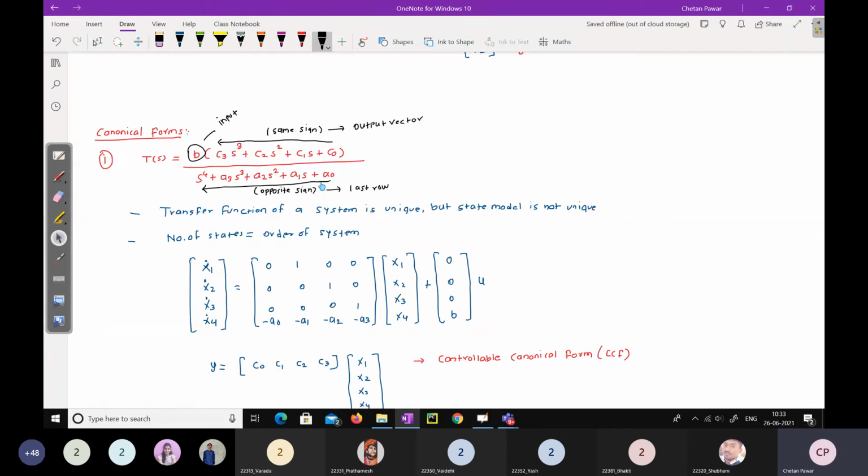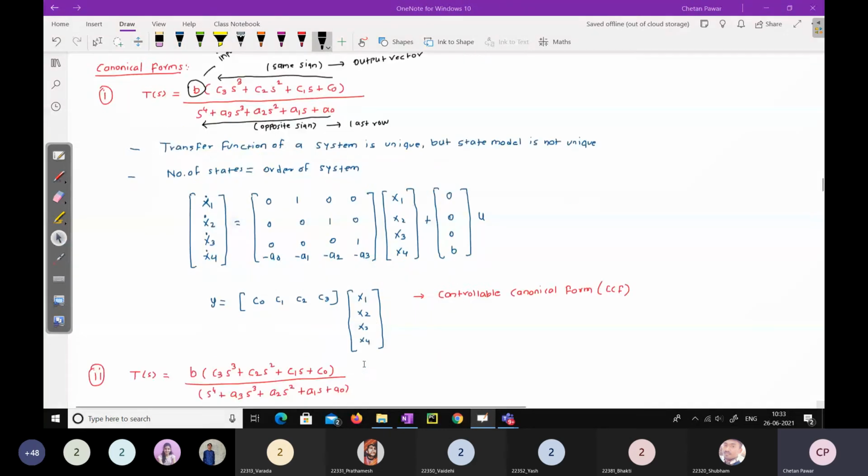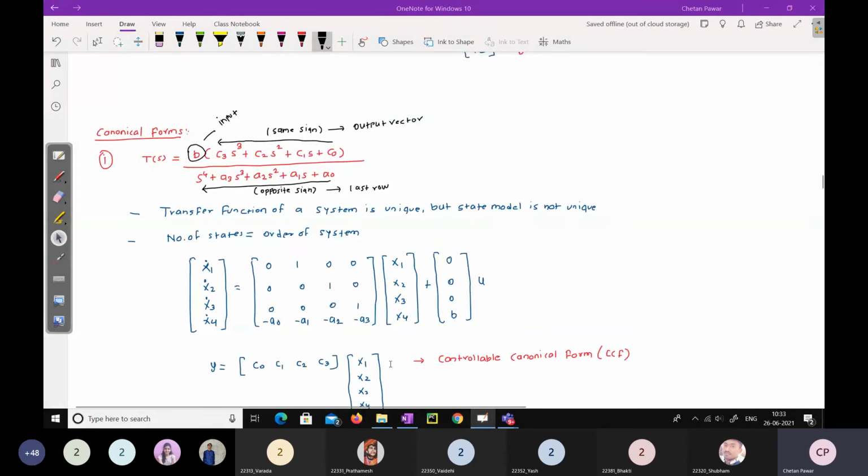Now here you can see the output vector will be c0, c1, c2, and c3. So c0, c1, c2, and c3 will be the output vector. And there is no D matrix. Like this, you can just calculate it. So this will be A, this will be the B matrix, this will be C, and D is 0, right?